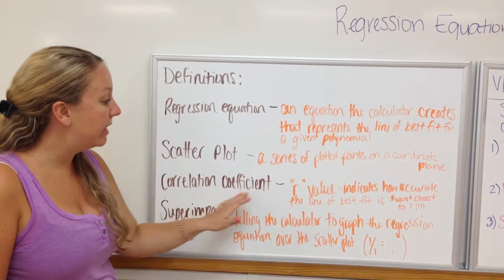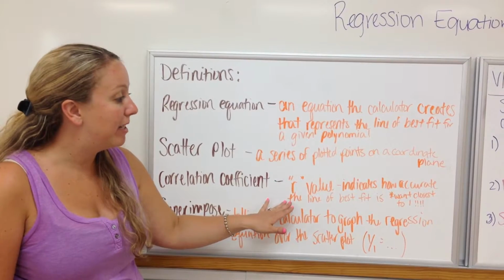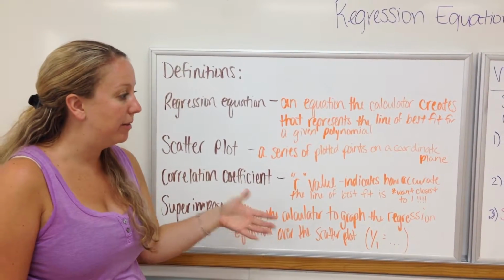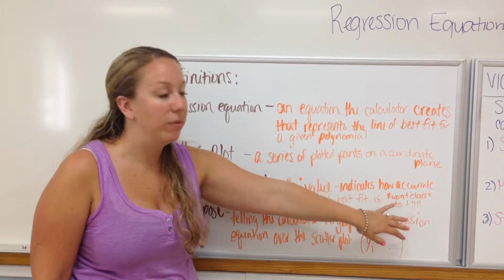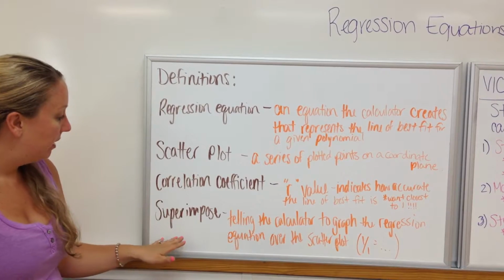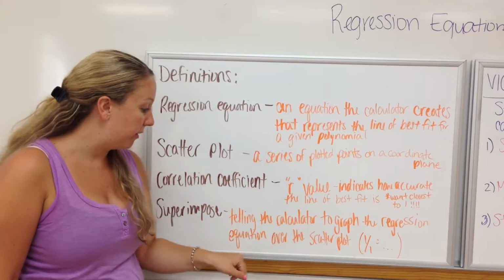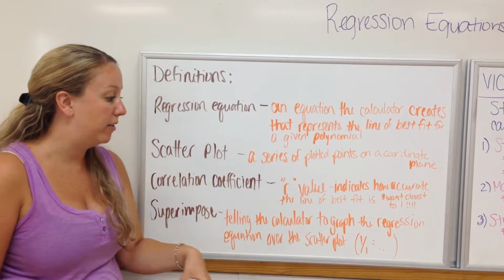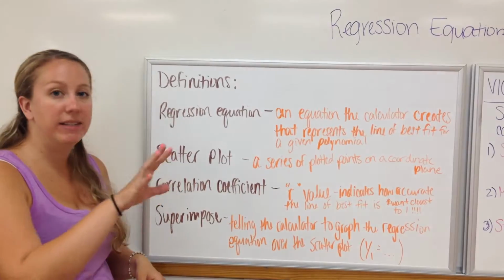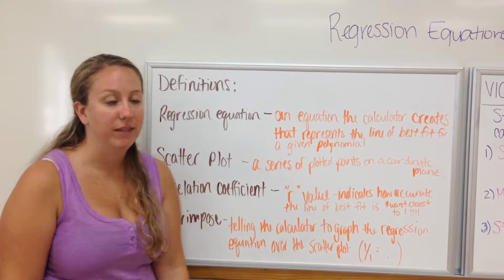Correlation coefficient is the R value, which indicates how accurate the line of best fit is. And you want that value to be the closest to 1 that it could possibly be, and that includes 1. 1 would be the best correlation. Superimposed is telling the calculator to graph the regression equation over the scatter plot. So it will put your equation into y1, it will graph your points in scatter plot form, and then it will also graph the regression equation as well.